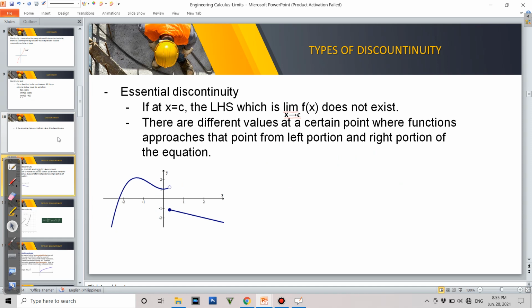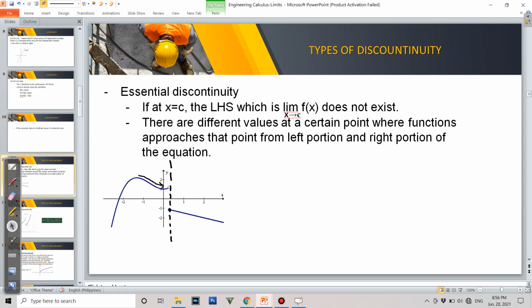If at x is equal to c, the left hand side of the equation, which is the limit as x approaches c of the function of x, does not exist. There are different values at a certain point where the function approaches that point from the left portion and the right portion of the equation. So here we have two functions. It is noted that at a certain point along x, these two functions behave differently.